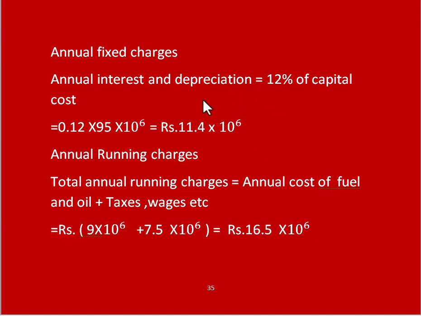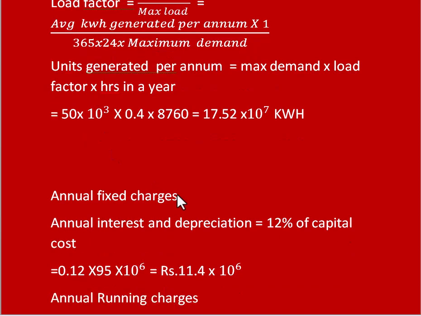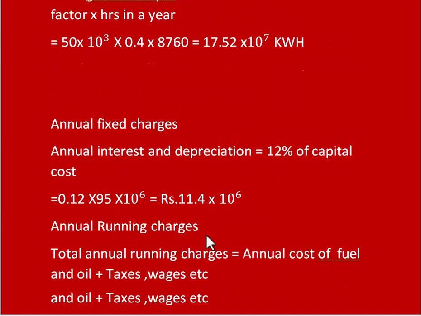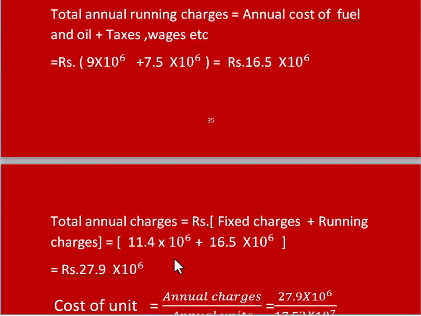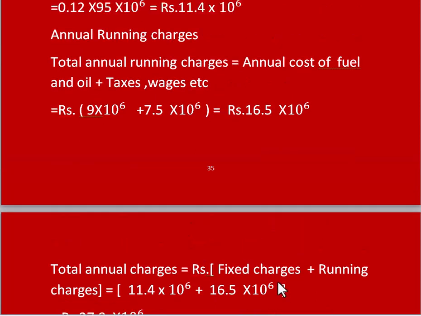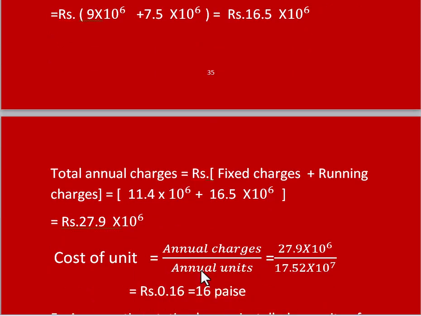This is the total fixed cost, that is 11.4, and adding both, that is fixed cost and running charges, we get 11.4 into 10 power 6 plus 16.5 into 10 power 6. And after adding these two, fixed charges and running charges, we get total annual charges as 27.9 into 10 power 6 in rupees.